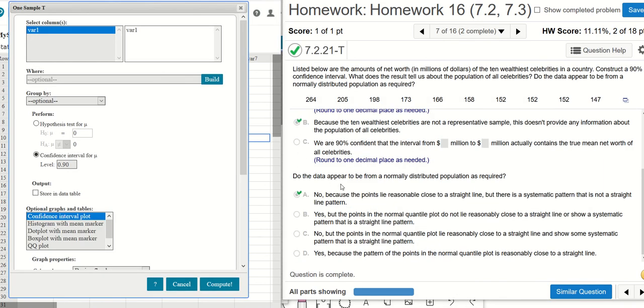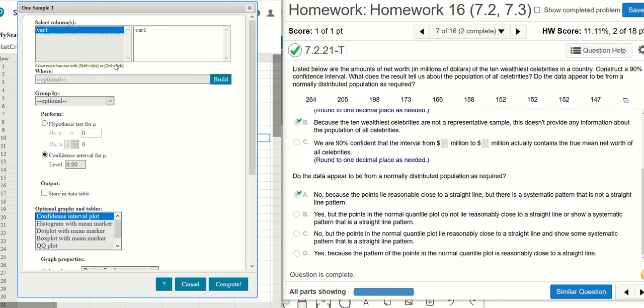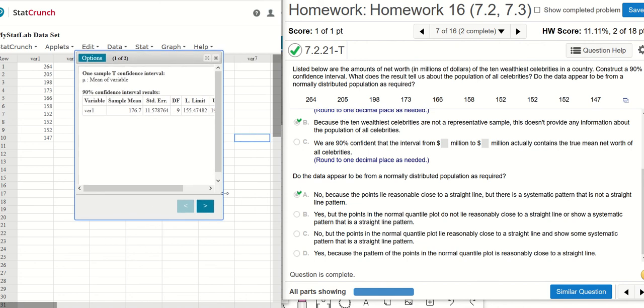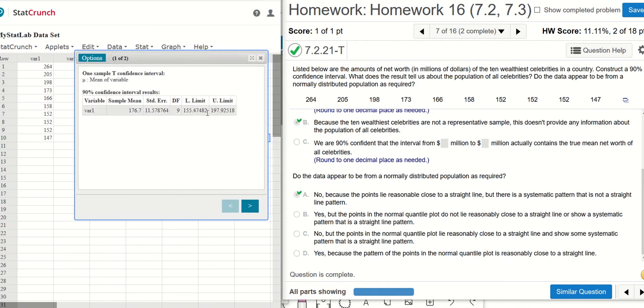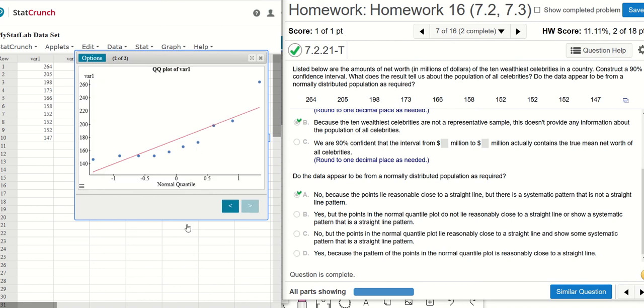Okay, the last question, do the data appear to be from a normally distributed population as required? Here we will look at something called the normal quantile plot. In StatCrunch, it's called the QQ plot. So you can go to StatCrunch, go through the same process, and over here you pick the QQ plot. This will help us decide if the data is from a normally distributed population. So compute, and you can see here not only do we have the confidence interval, on the second page you will have a QQ plot.